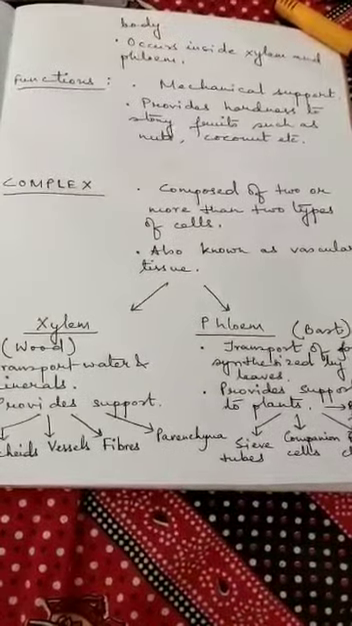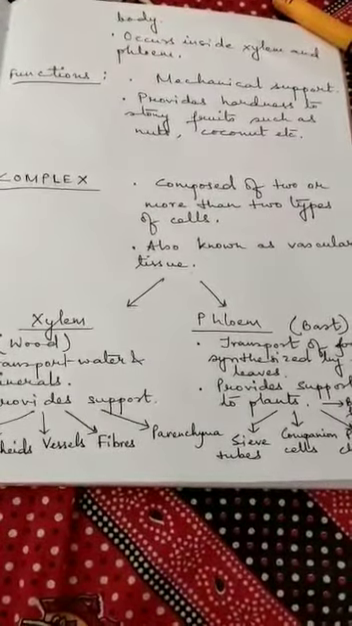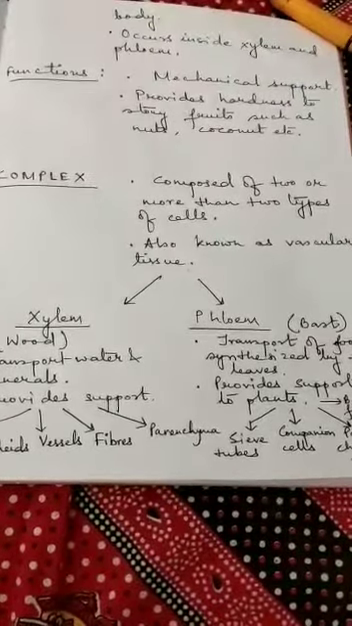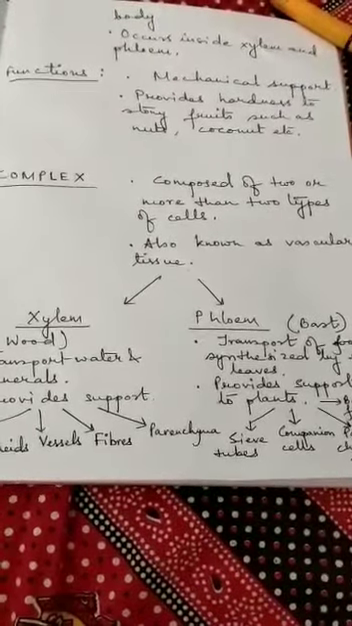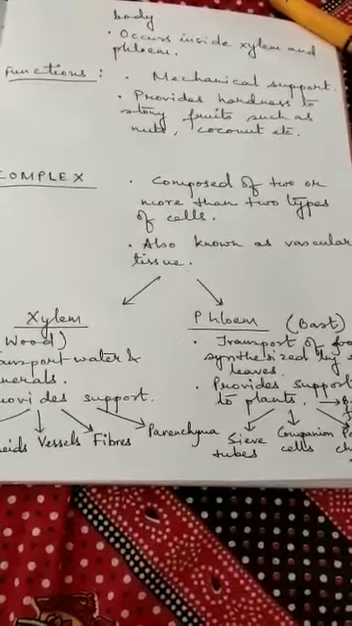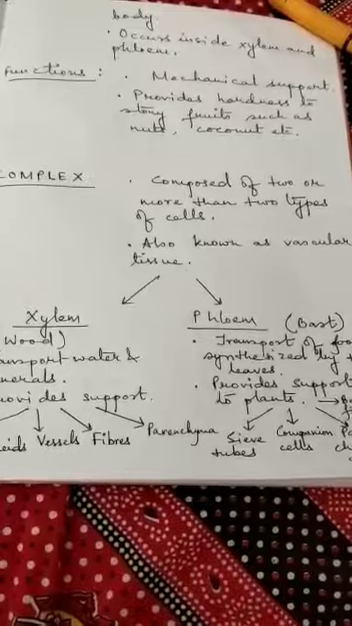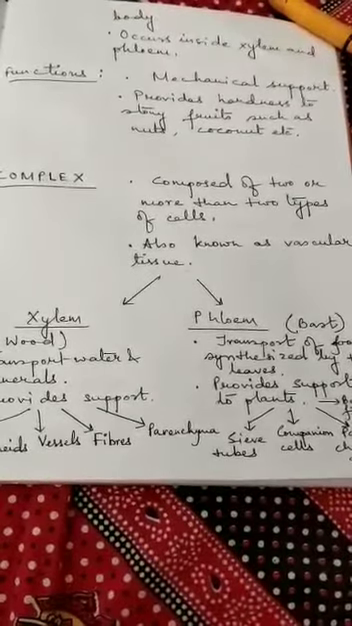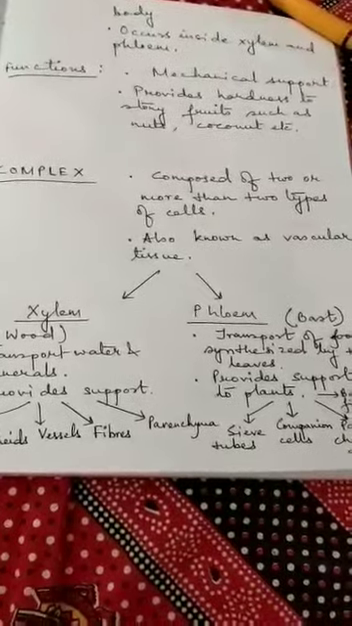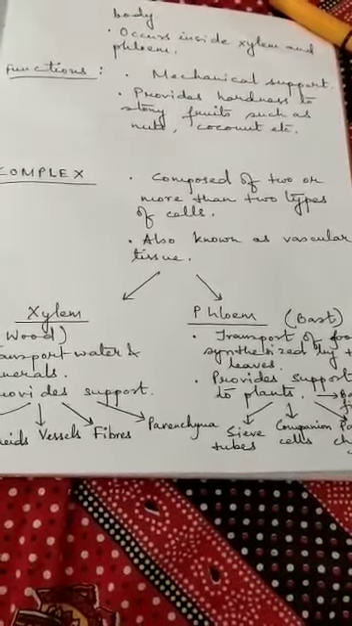Okay, now next we'll move to the complex tissues of plant. Complex means composed of two or more than two types of cells, and simple means made up of only one type of cell. So complex means two or more than two. And complex tissues are also known as vascular tissues.